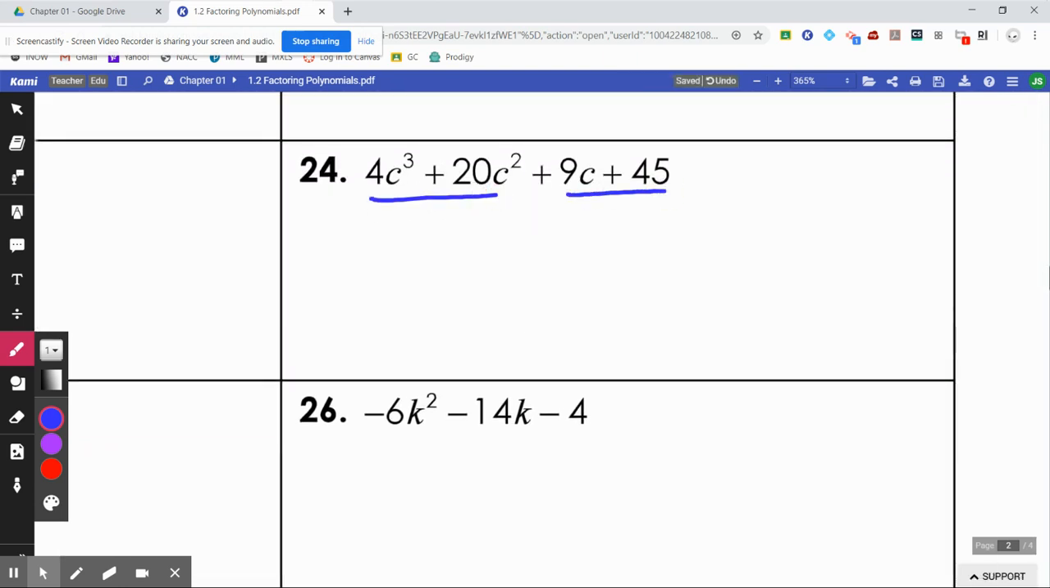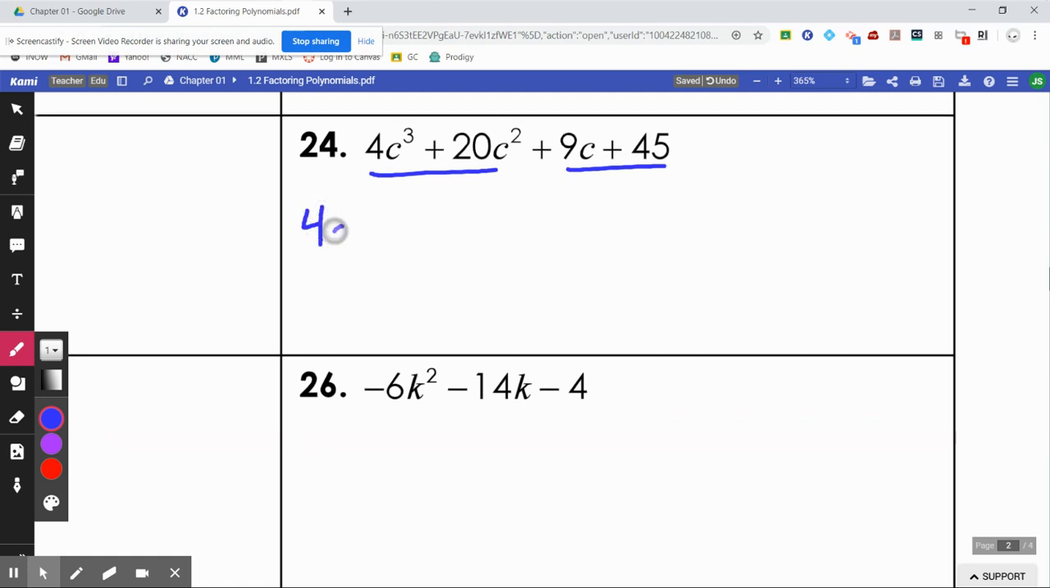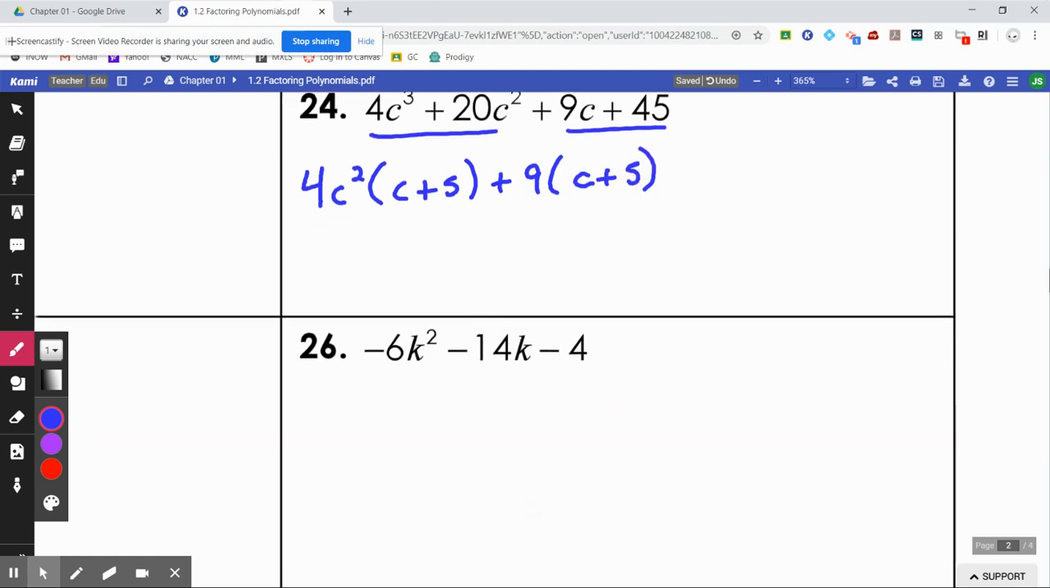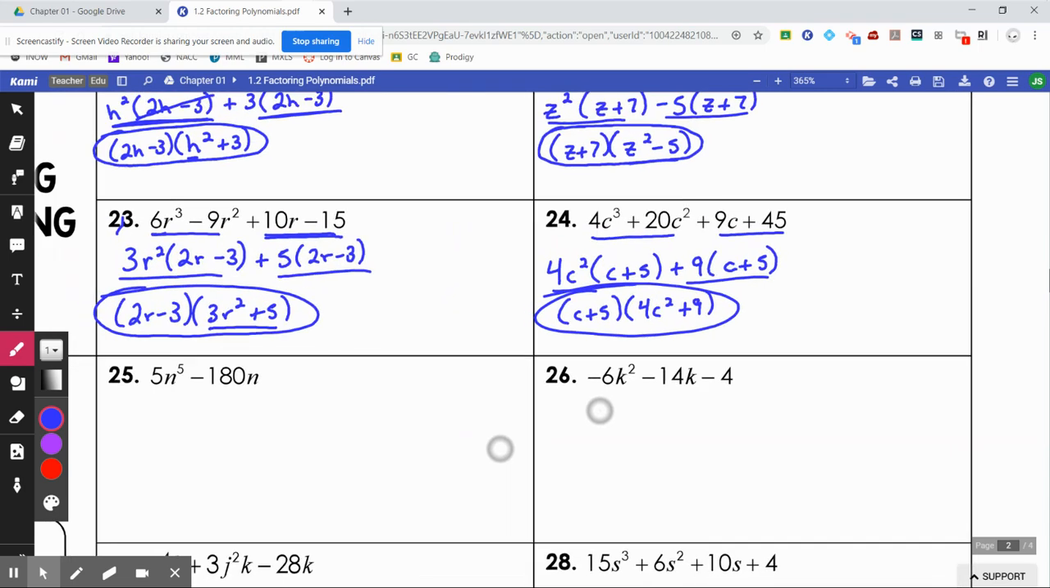Two groups. First group has a 4 and 2 c's in common. Pull it out, you're left with c plus 5. Second group has a 9 in common. Pull it out, you're left with c plus 5. The two groups have a c plus 5 in common. Pull that out, and you're left with a 4c squared in the first group and a plus 9 in the second group, and that will not factor again.